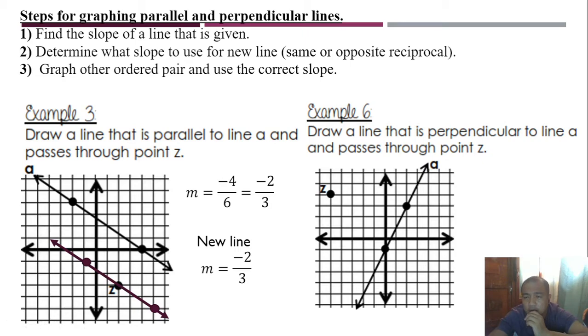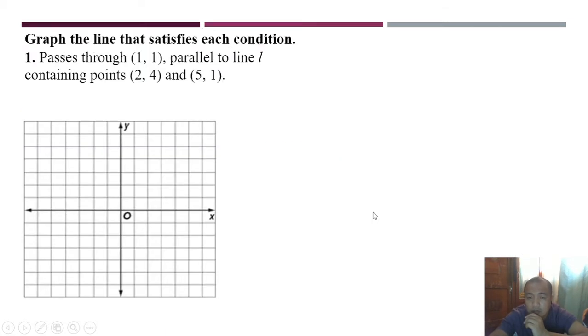Number 6, draw a line that is perpendicular to the line that passes through point A. Okay, this line is perpendicular. Let us first know that the slope of line A: rise is 1, 2, 3, 4 over 2. So the new line will have a slope of -1/2 to make them perpendicular. And -1/2 is the negative reciprocal of 2. So, -1/2, just rise over run there. Okay? There you go.